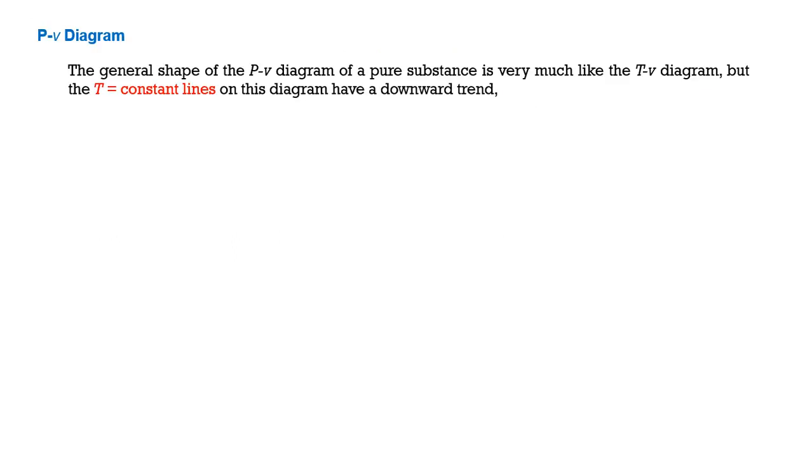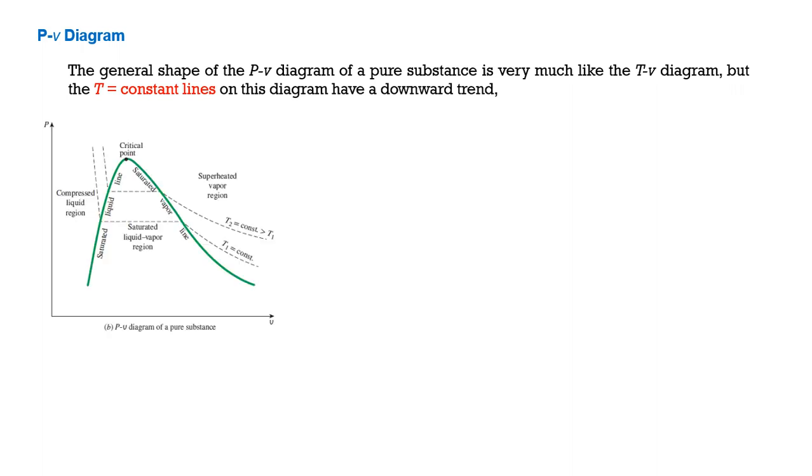Next diagram, the PV diagram. The general shape of the PV diagram of a pure substance is very similar to that of the TV diagram. Only the constant quantity differs. In the TV diagram, pressure remains constant. In the PV diagram, temperature remains constant. This is the process diagram. You can see this temperature profile.